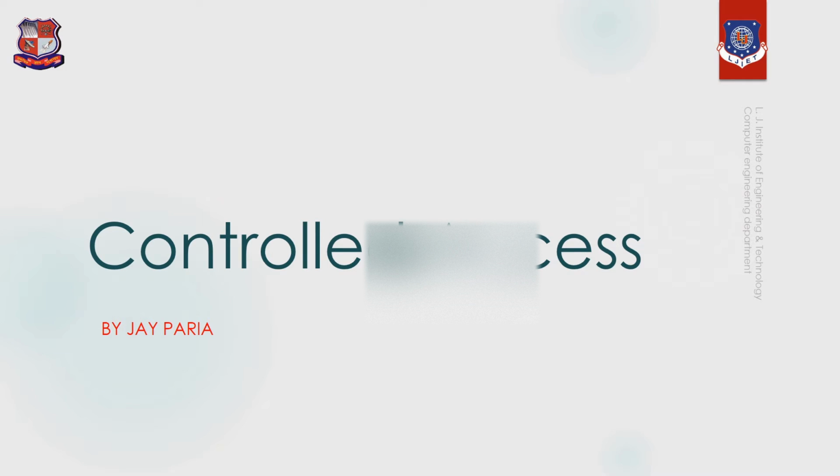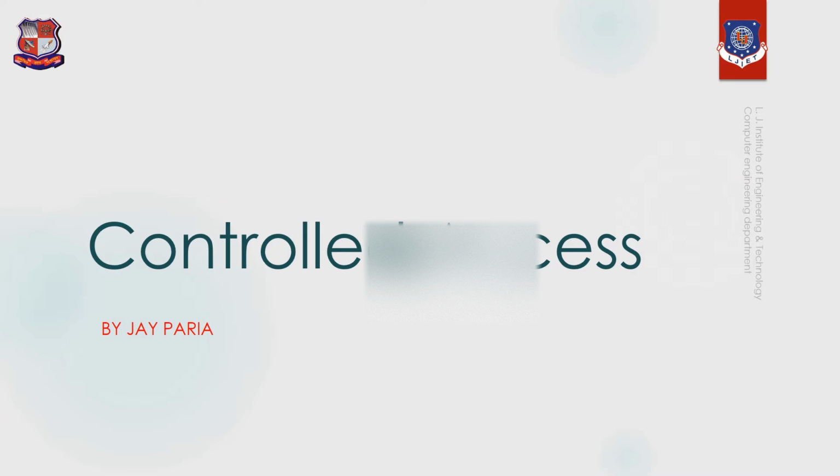Hello everyone, welcome to this tutorial series of computer networks. Till now we have discussed many multiple access protocols such as random access protocol and channelization protocol. In the random access protocol, we have discussed Aloha and different CSMA methods such as CSMA CD and CSMA CA. In the channelization protocol, we have discussed FDMA, TDMA and the CDMA.